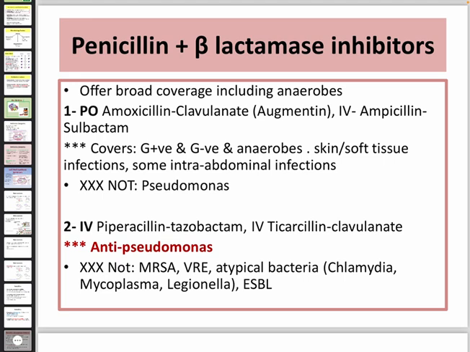The other option of extended 4th generation penicillin is the IV ampicillin-sulbactam. They cover gram-positive, gram-negative, and anaerobes. So they have very excellent coverage for skin and soft tissue infections and some intra-abdominal infections as well. They don't have pseudomonal coverage.